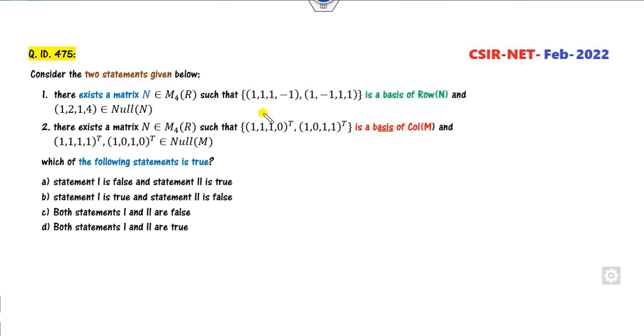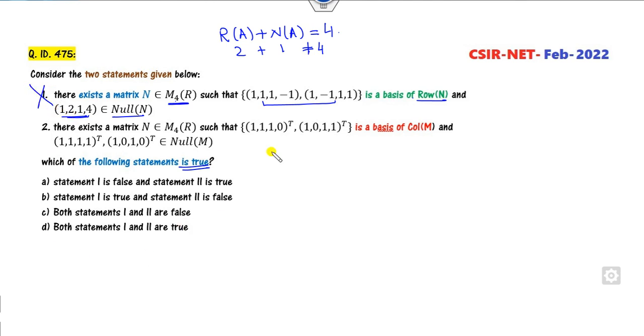Okay, two statements are given to you, then which of the following is correct? Nullity is given to you, rank is given to you. So I always use the rank nullity theorem. So dimension is my M4. Fine. Now it's not a square matrix, M4 is there. Now rank is my 2 because it's a basis of the row. Nullity is my 1, which is not equal to 4.